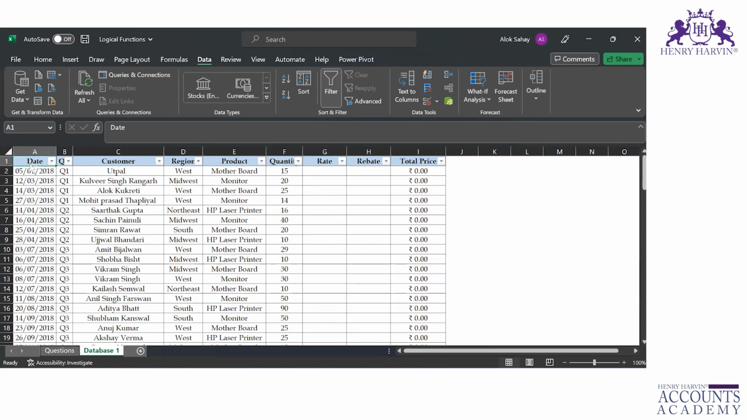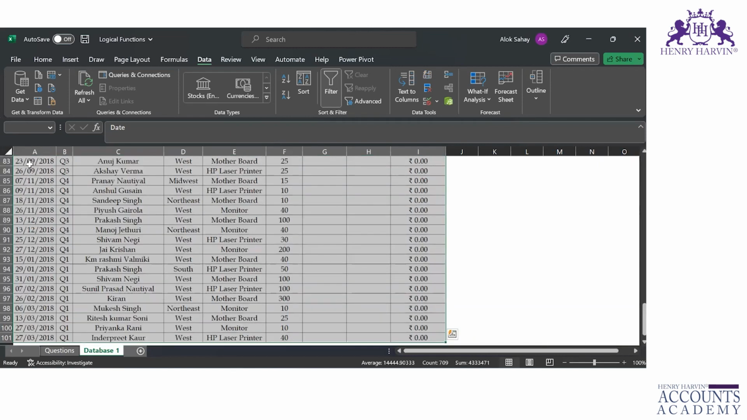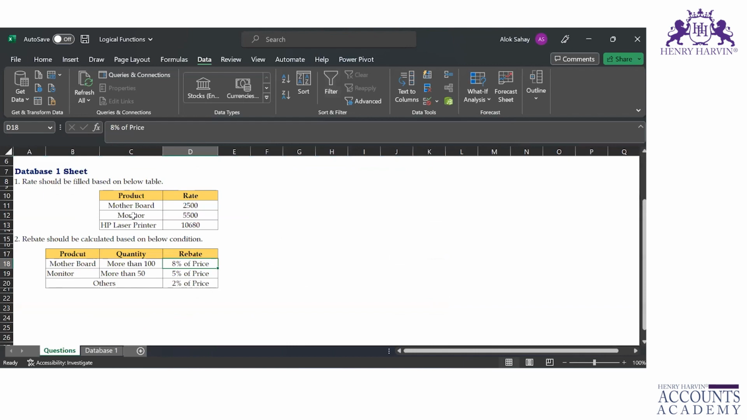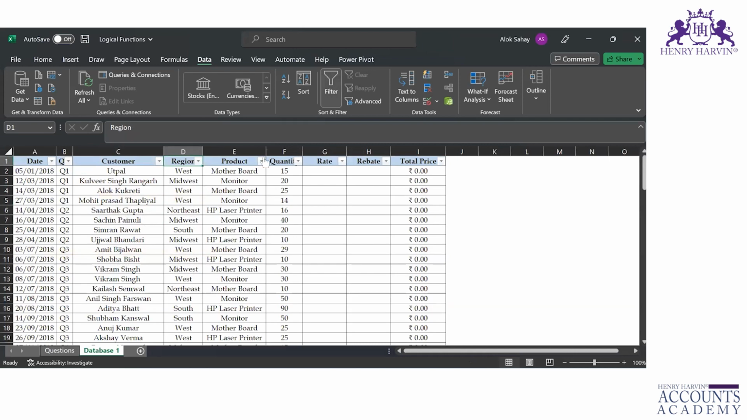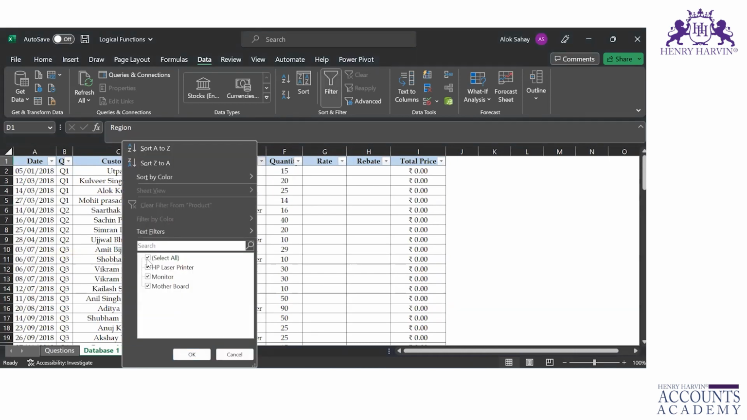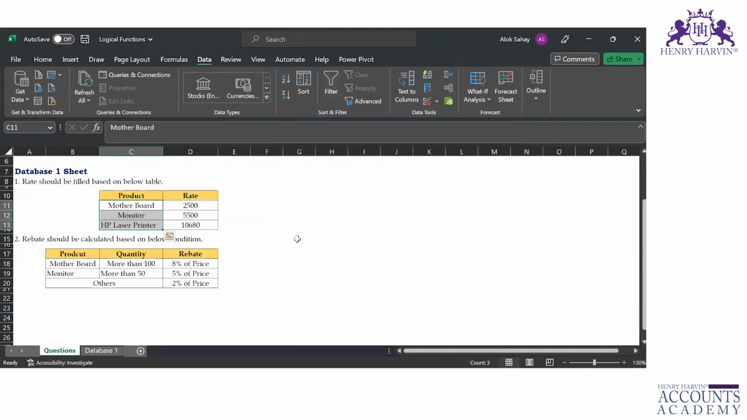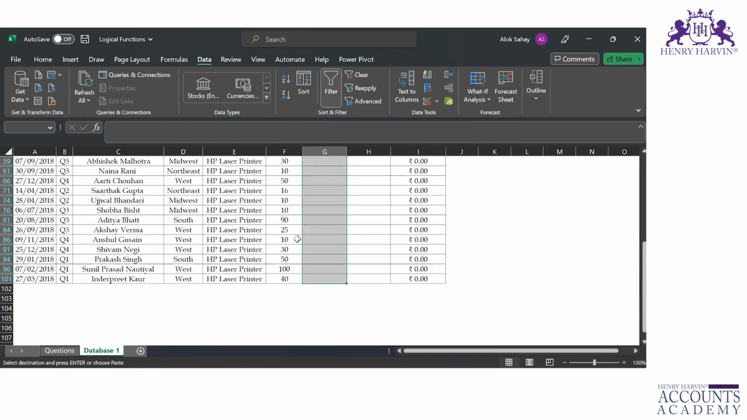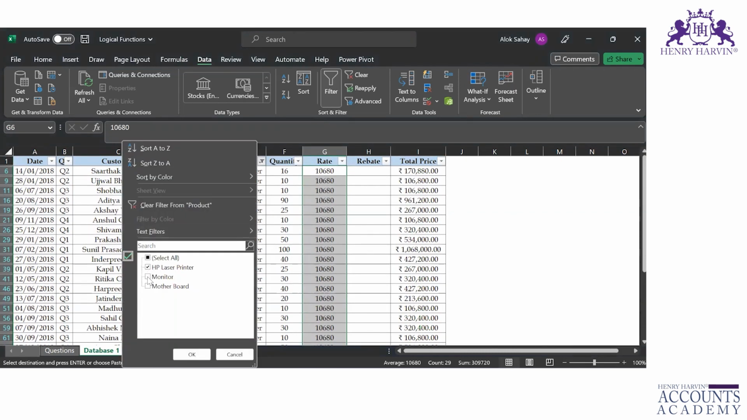First thing, I just selected the complete data and provided the filter, by Alt-A-T. It provides the filter here. Now I can see that there are three products only. So I'll just provide the filter on this product. First, I'll take the HP laser printer. I'll select it and press OK. Now here you can see that for HP laser printer, this is the price, this is the rate, correct? So from here, I'll select it till the end and I'll paste this particular rate. Similarly, you can do it for the other two as well.